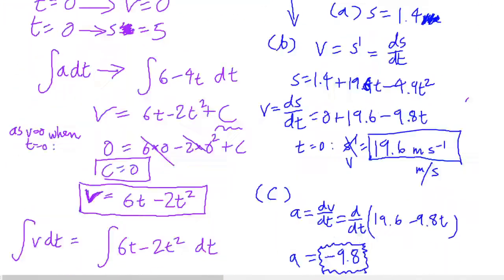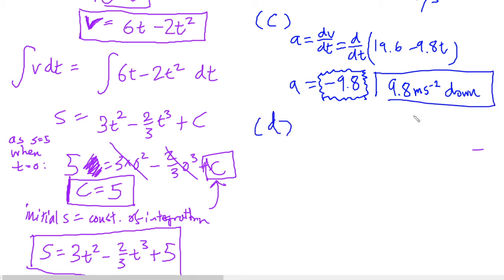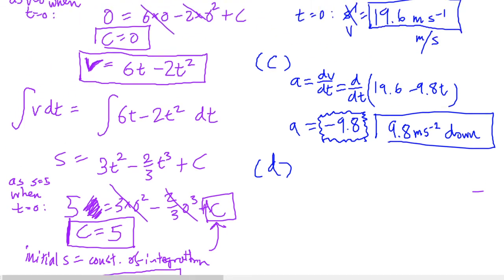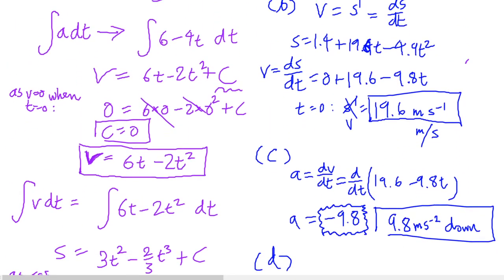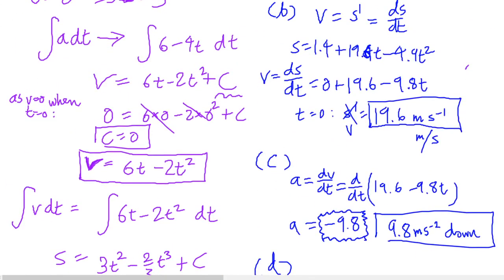The acceleration of the stone until it hits the ground is 9.8 meters per second squared downwards. And on that note, downwards and upwards are usually represented by positive or negative signs, given that we're just looking at acceleration in one dimension. So we might say 19.6 meters per second upwards is our initial velocity of the stone.